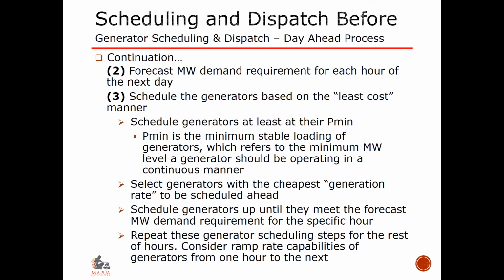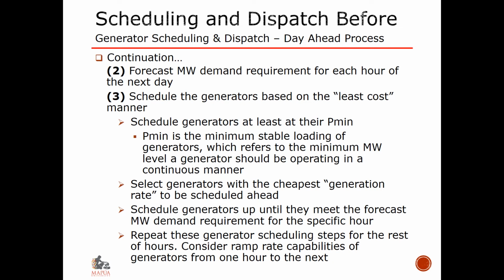So for that 4,000, how do I select which ones to eventually schedule further? And that will be based, again, on the inputs that were provided earlier, which is their cost or their production cost. So which is the cheapest? I'll schedule the generator with the cheapest generation rate and eventually move up and fill up the 10,000 megawatts until we meet that forecast megawatt demand requirement for that hour. And then I'll repeat that process for the next hour and for the rest of the hours for that day.